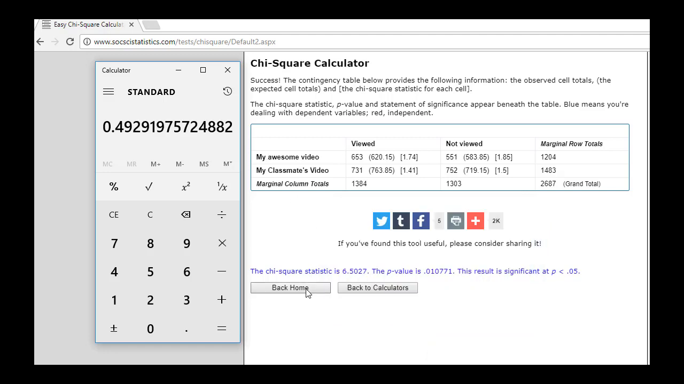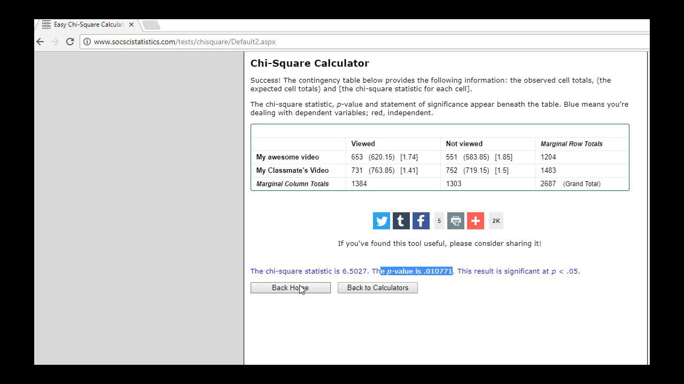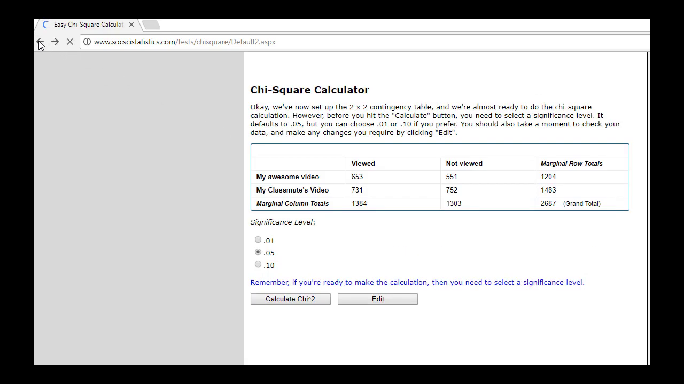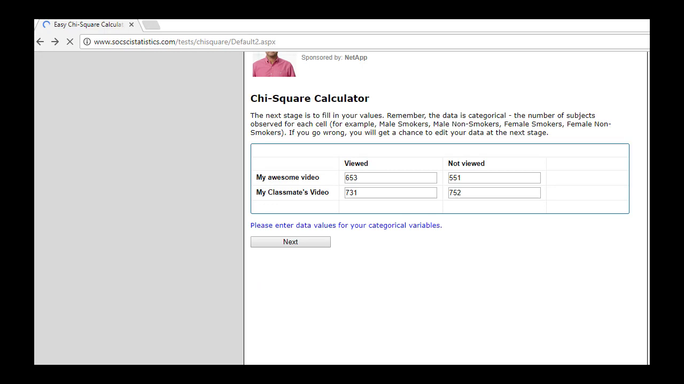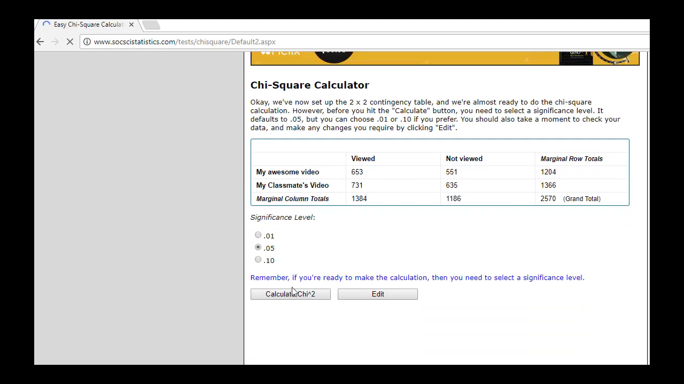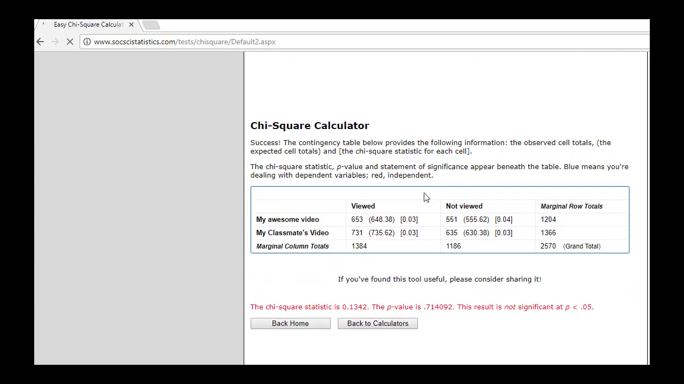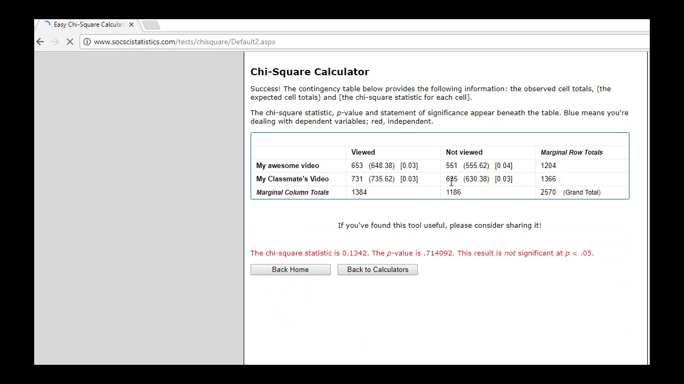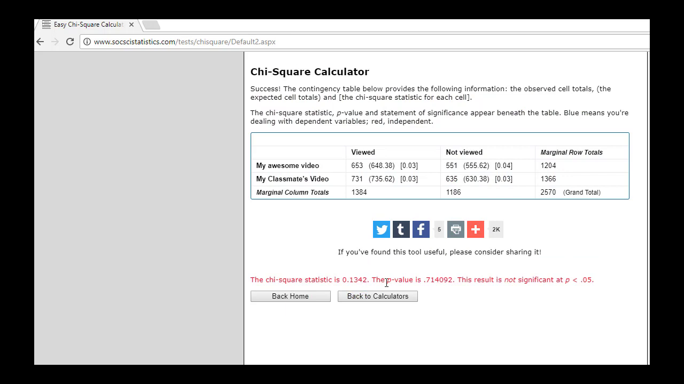Let's take one more look at this and see what would happen if this p-value was not less than 0.05. Let's say that instead of 752 non-views, your classmate had 635. When you press Next, and then calculate chi-square, in this case what's happening is, because there's not enough of a difference in the percentages, it's going to say that the p-value is not significant.